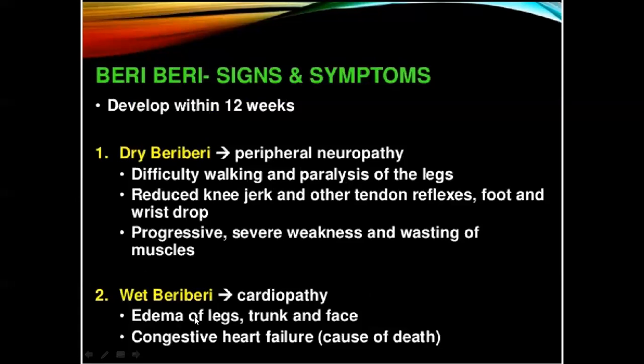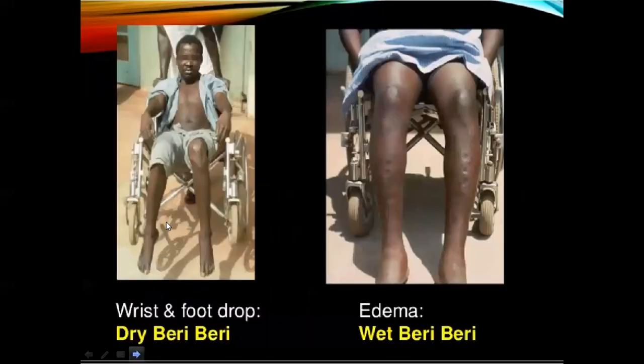So dry beriberi: peripheral neuropathy, difficulty walking and paralysis of legs. Reduced knee jerk and other tendon reflexes, foot and wrist drop. Progressive severe weakness and wasting of muscles. Now wet beriberi: cardiopathy, edema of legs and face, cardiac heart failure. This is dry beriberi and wet beriberi.